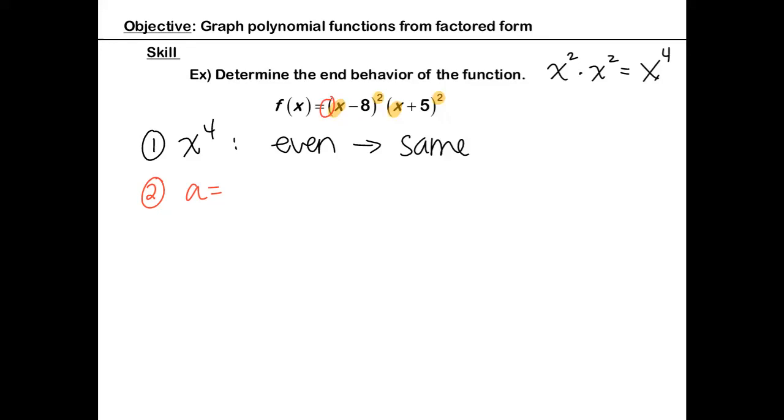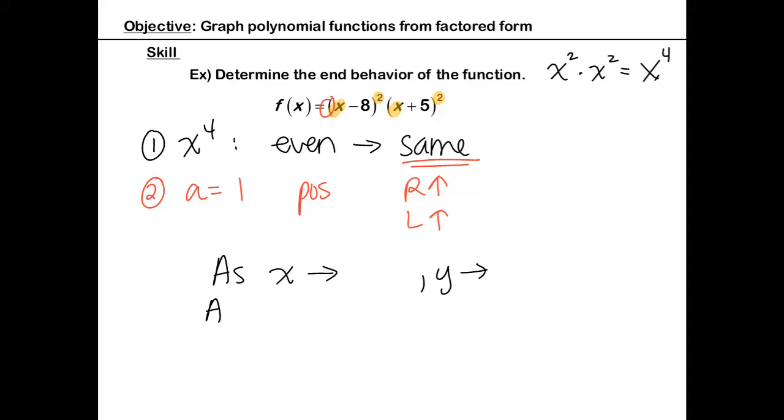And the a value out front after the equal is just a 1, which means positive or negative? Positive. Which tells us the right side has to go up. And the left has to go in the same direction, which means it has to go up. And then just fill in the blanks as x approaches, y approaches. Can I have a lefty side partner? What are the infinities going to be there?